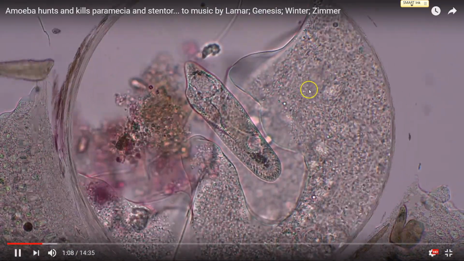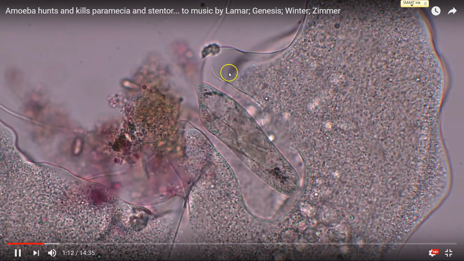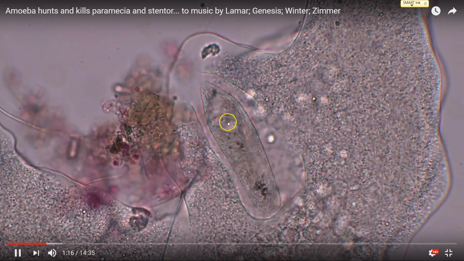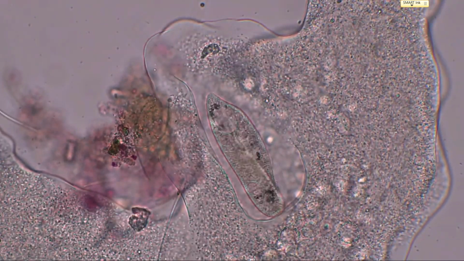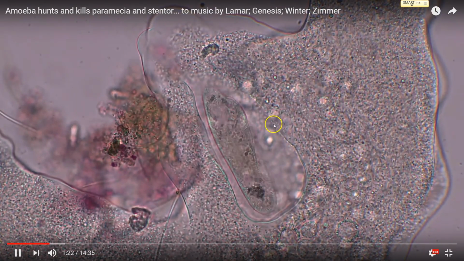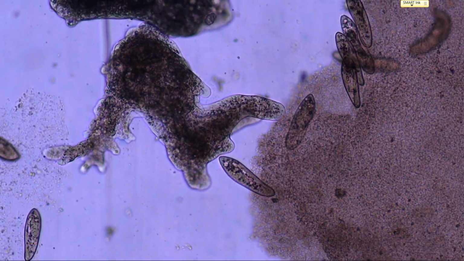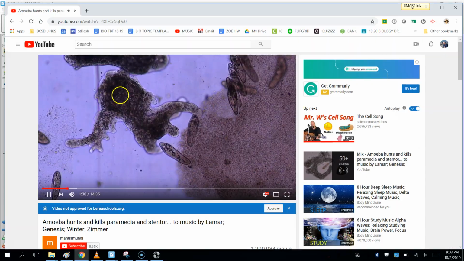So here again, you have these pseudopodal extensions. These are extensions of their cytoplasm with membrane, and they're wrapping it around this single-celled organism, the paramecium, and eating it. Both of these single-celled animals or protozoa are eukaryotic cells. Okay?